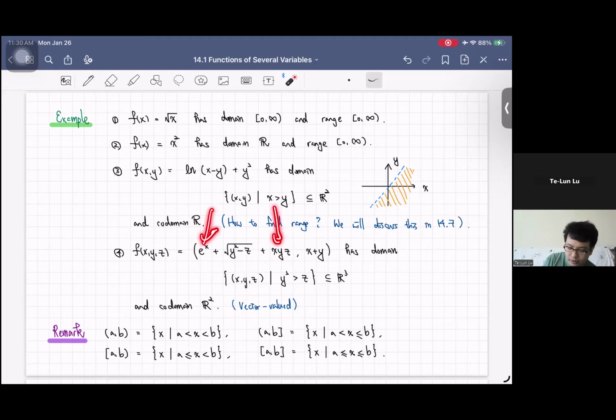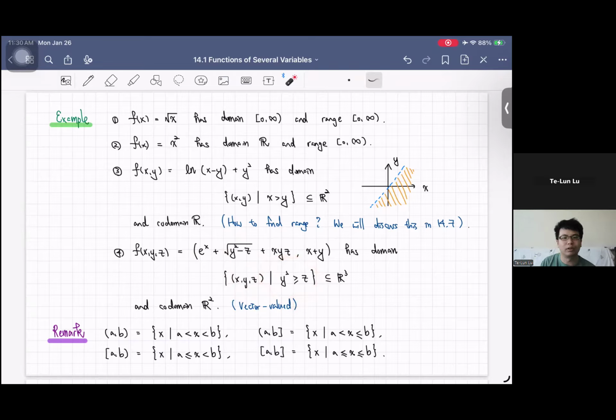This guy is also cool. This guy is also cool. The only thing that is possibly a breakdown is the square root. So to define a square root, you have to have the interior argument be non-negative, right? So we have to have y squared minus z larger or equal to 0, meaning that we're collecting every point such that y squared is larger or equal to z, right?